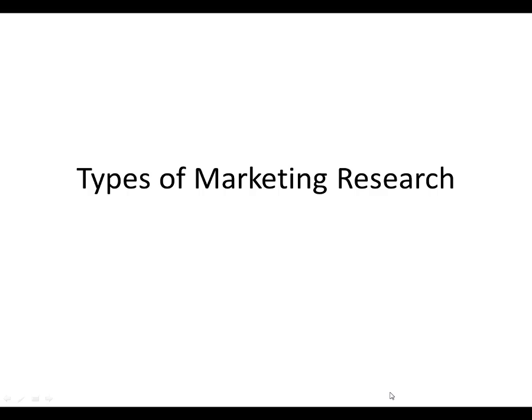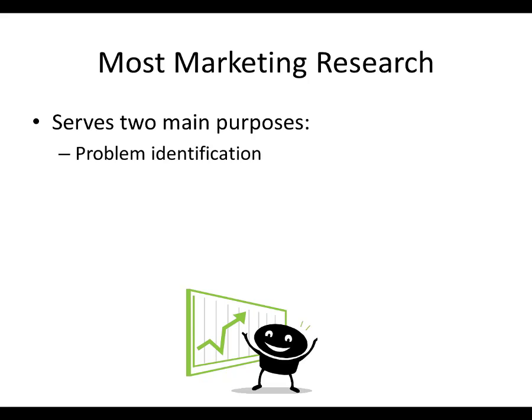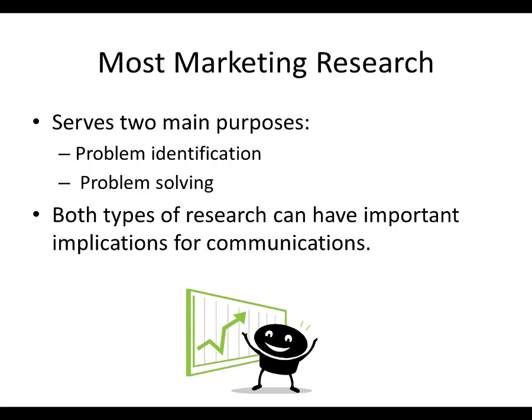This video will overview two main types of marketing research and discuss in detail the first type of research, problem identification, and how it relates to strategic communication. Most marketing research serves two main purposes: problem identification and problem solving. Both types of research have important implications for communications practitioners. In this video, we will focus on problem identification research.